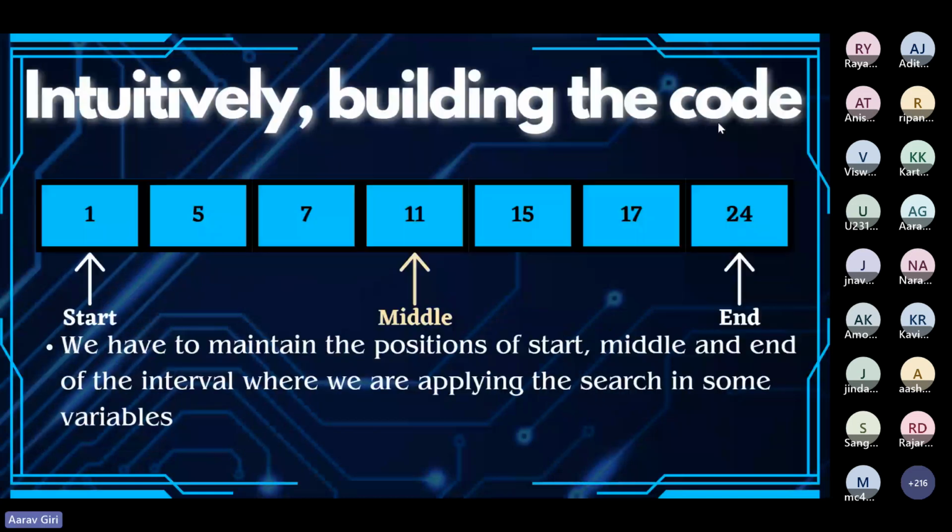Let us intuitively build the code for this. So what is the first thing I said? If you have an array, you're supposed to maintain the position of start and end. And middle is given by start plus end divided by 2. You can take a look at this itself. So here I have some 7 elements. So they'll be labeled from 0 to 6. And the middle is at 3. And you can see that it is 0 plus 6 divided by 2. So in general, this is what we will do to find the middle index. It will be start plus end by 2.